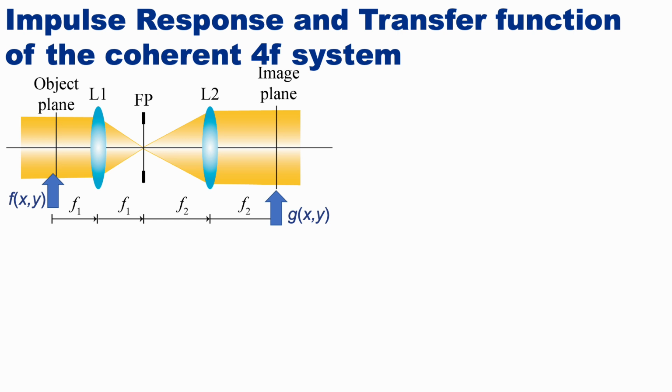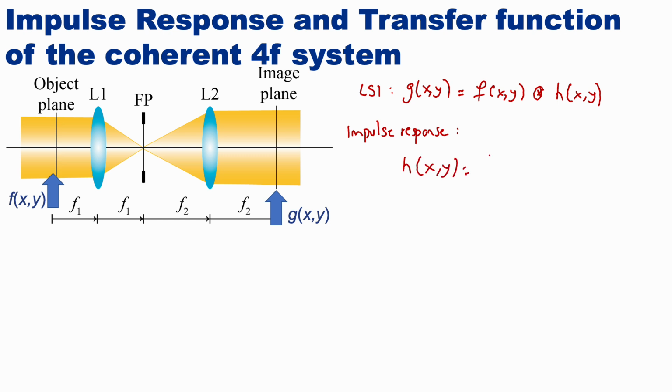So this means that if we are considering that we have a linear shift invariant system, where our output is equal to our input convolved with the impulse response, that means that our impulse response h(x,y) is going to be the Fourier transform, the scaled version of the Fourier transform, of the mask.